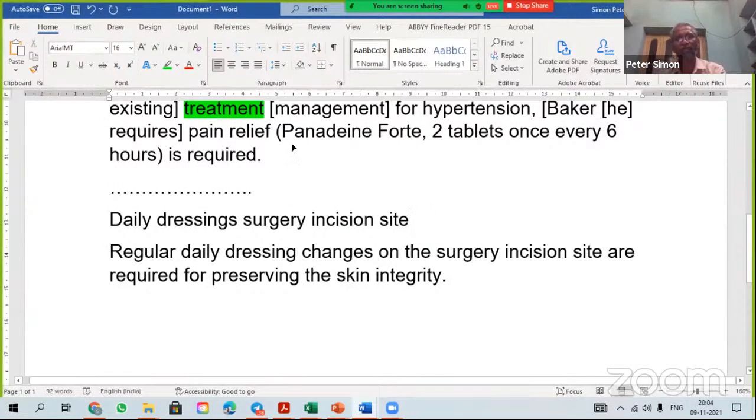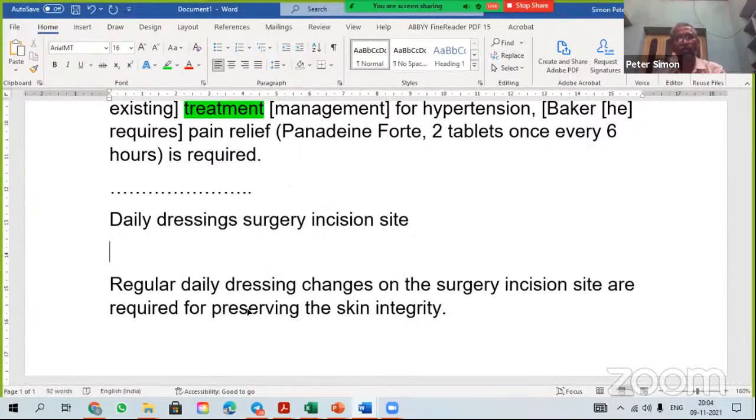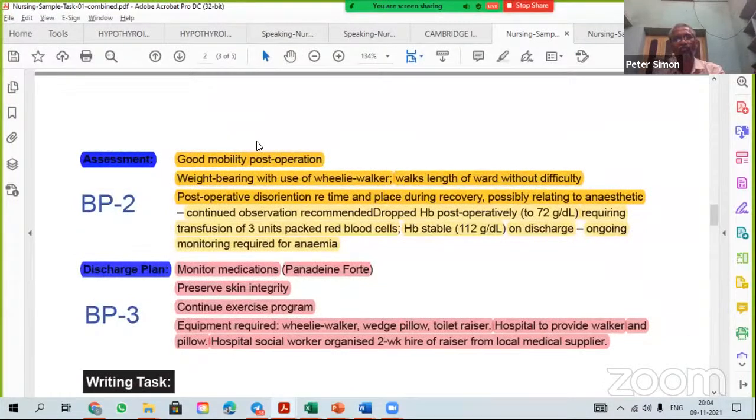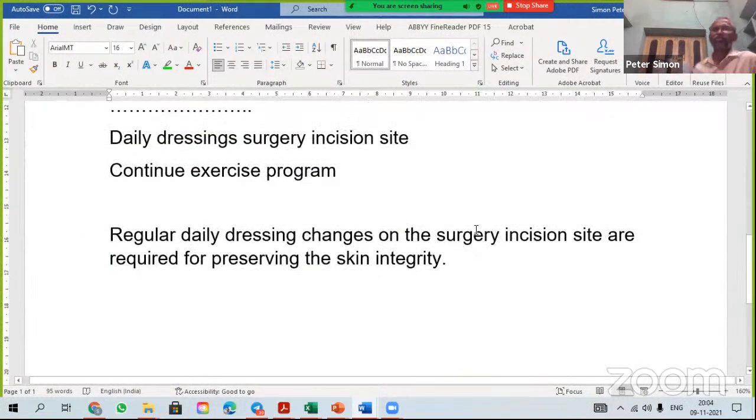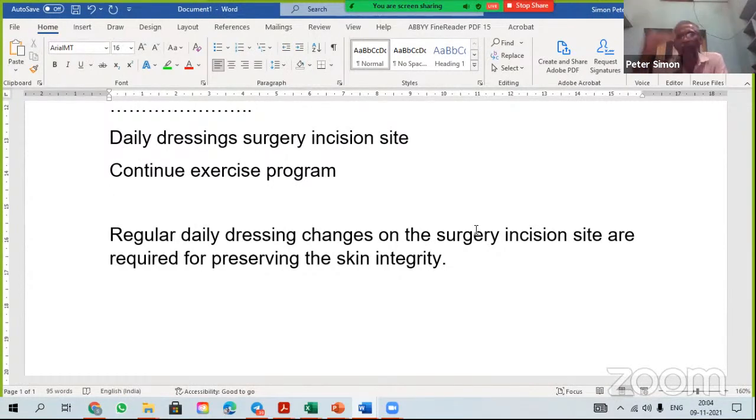See how I made the sentence. Preserve skin integrity. I have taken those two and put them here. So now you got the things. Regular daily dressing changes on the surgery incision site are required for preserving the skin integrity. There are two different parts: one bit of information here and one bit of information there. These two bits of information, you can take together and practice. You can make the sentence.